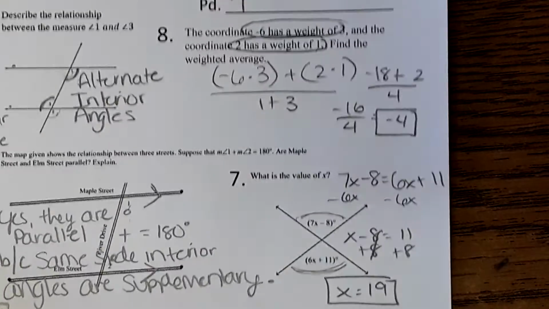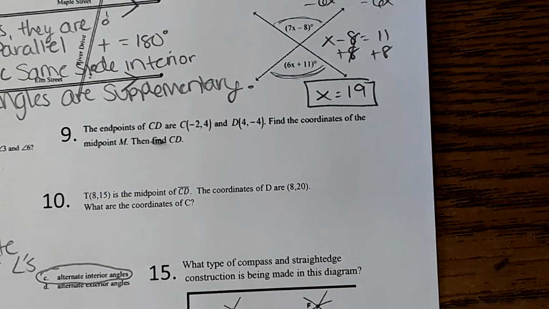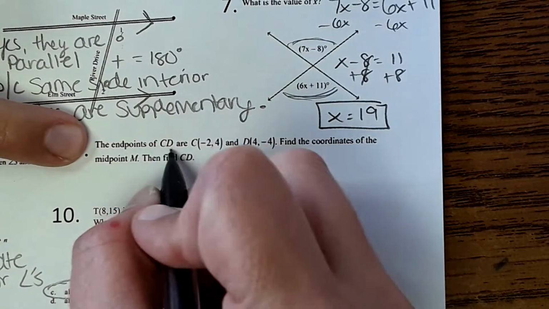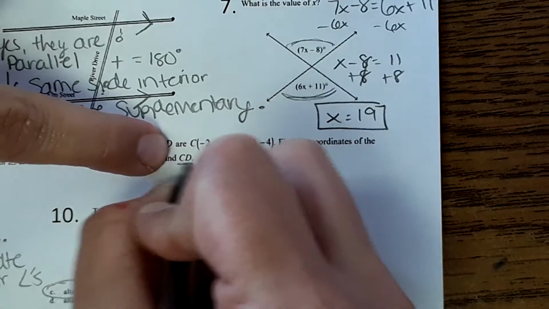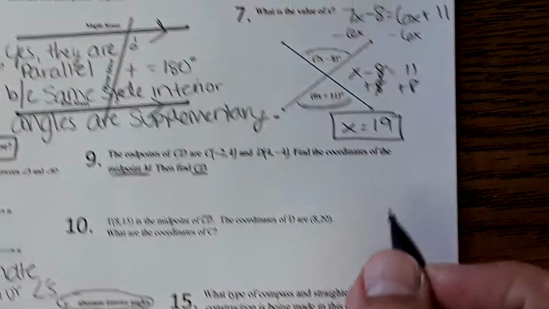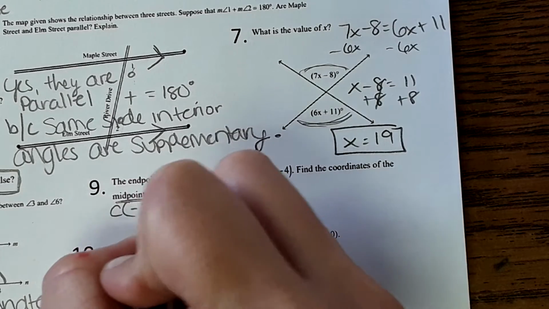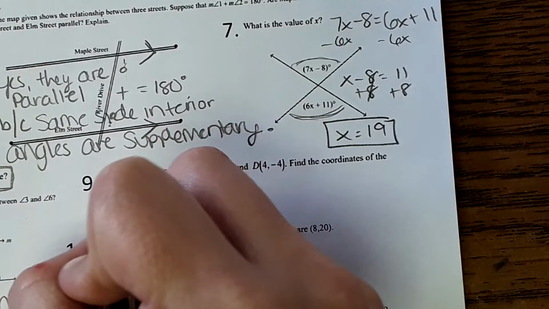Okay, next, looking for number 9. Now we get into midpoint, which I was expecting on this as well. I keep assigning it on Khan Academy as well. Endpoints C and D, find the coordinates of the midpoint M, and then it says then find CD. So it's talking about the length of CD. We're going to start with the midpoint, so just label your point. C is -2, 4. D is 4, -4.